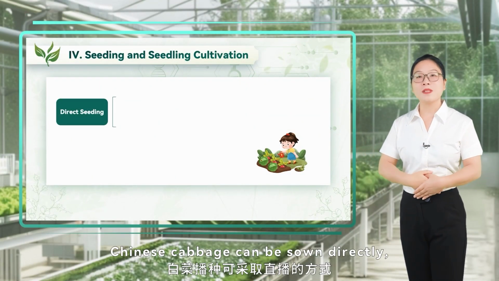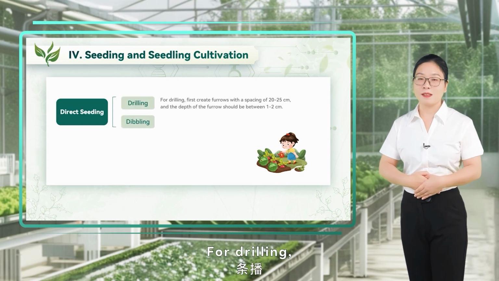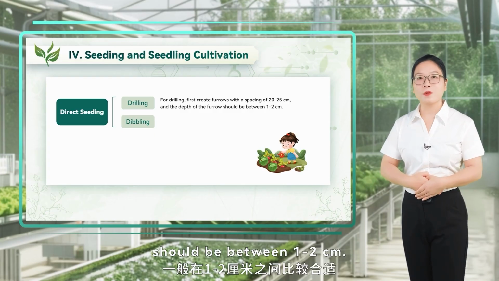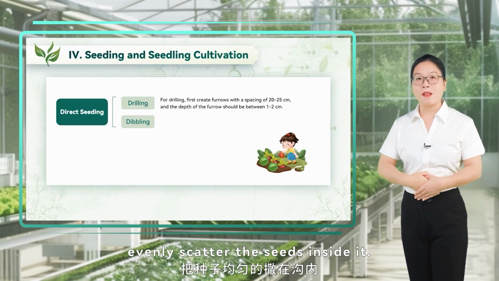Chinese cabbage can be sown directly, either by drilling or dibbling. For drilling, first create furrows with a spacing of 20 to 25 centimeters, and the depth of the furrow should be between 1 to 2 centimeters. After creating the furrow, evenly scatter the seeds inside it.